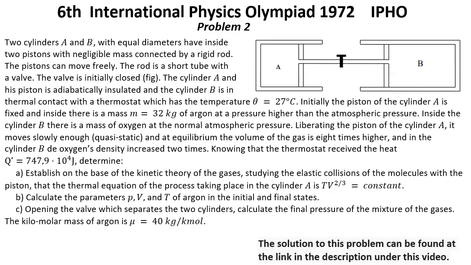Question B. Calculate the parameters P, V, and T of argon in the initial and the final states. Question C. Opening the valve which separates the 2 cylinders, calculate the final pressure of the mixture of the gases. The kilomolar mass of argon is mu equal to 40 kg per kilomole.